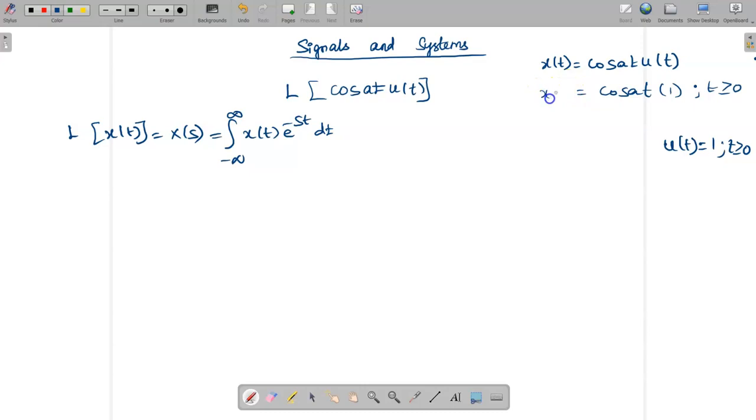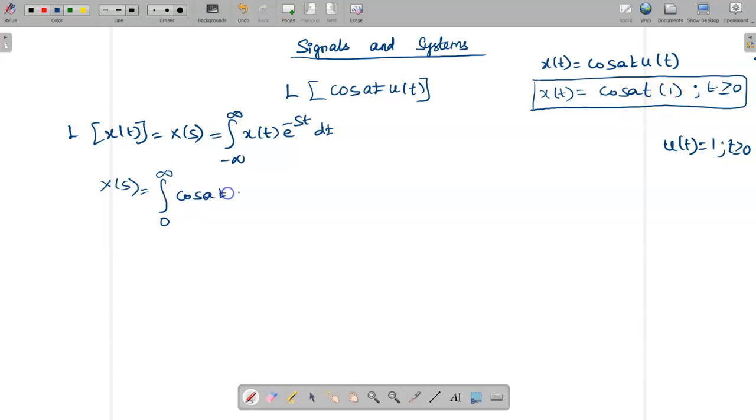So x of t will exist only for t greater than or equal to 0, that is positive values of t. Using that concept I can find X of s as the integral from minus infinity to infinity, which now becomes only 0 to infinity. Why? Because of this u of t. What is x of t? x of t is cos at into 1, which is nothing but cos at, times e power minus st dt.